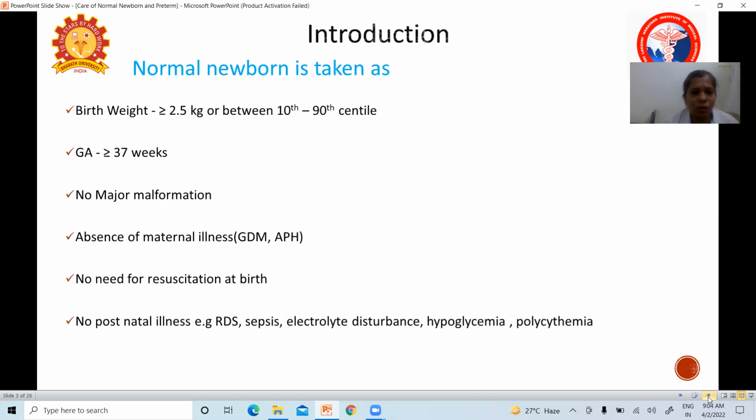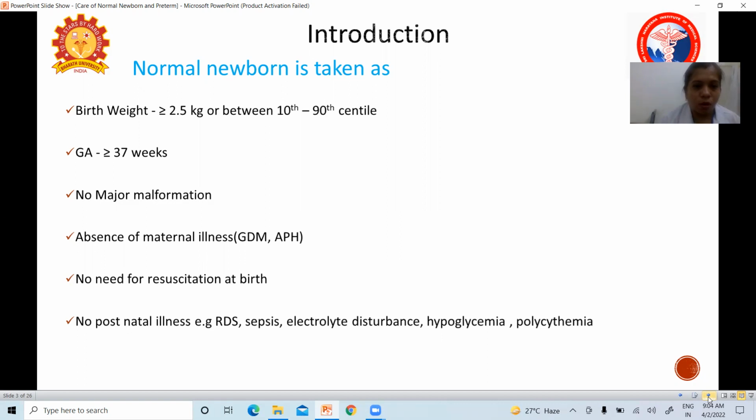Then there should be absence of any maternal illness like gestational diabetes mellitus or antepartum hemorrhage, which can impair maternal milk production, maternal status of postpartum illness, and the routine newborn care. Plus, these diseases may directly affect the newborn. For example, babies who are born to a GDM mother are more at risk of developing hypoglycemia. Babies who are born to a mother with antepartum hemorrhage are more at risk of developing perinatal asphyxia.